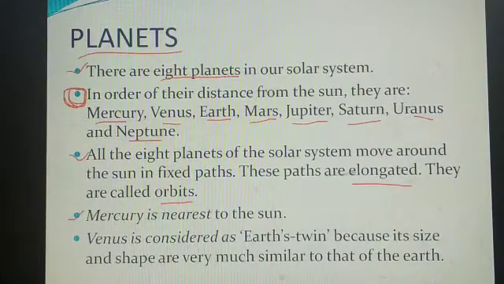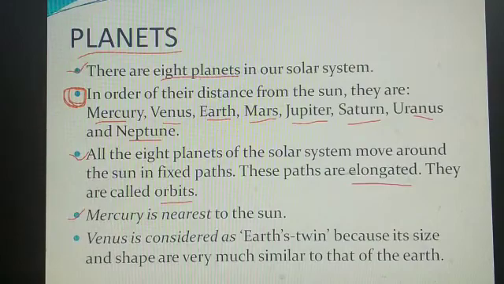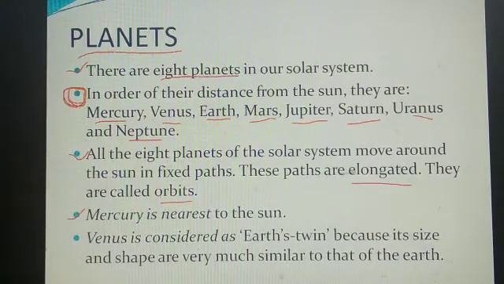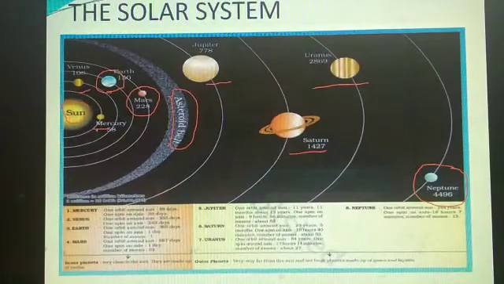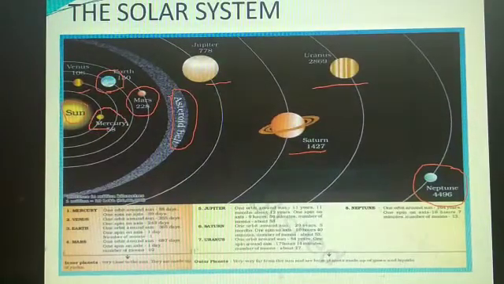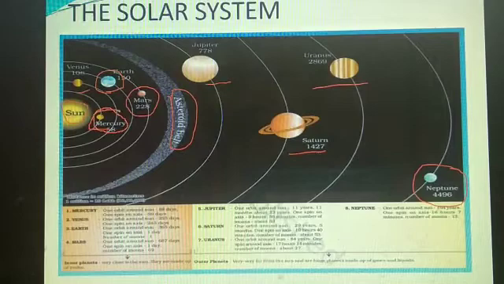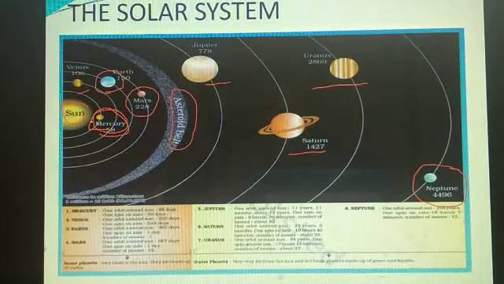Now let's come to the fourth point. Mercury is the nearest to the sun. So let's see whether it is true or not. Here Mercury, okay, yes, Mercury is here. Mercury is here and it is nearest to the sun. Yes, it is the nearest to the sun.